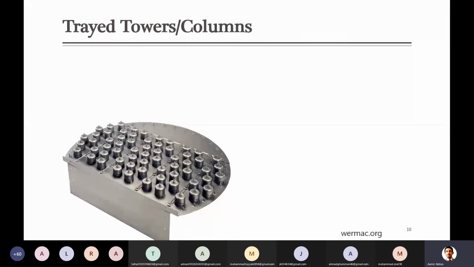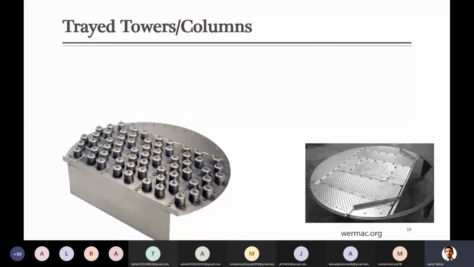So let's look at this first one. Please just look at this. This is sieve tray. So how does it look like? On the surface of this there are small holes, and through these holes the vapor will be just moving towards the top.